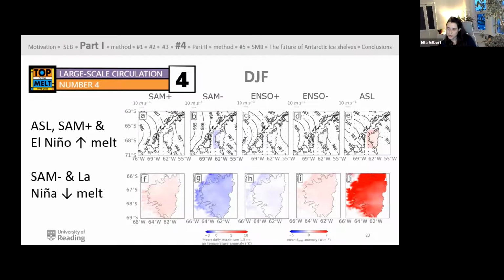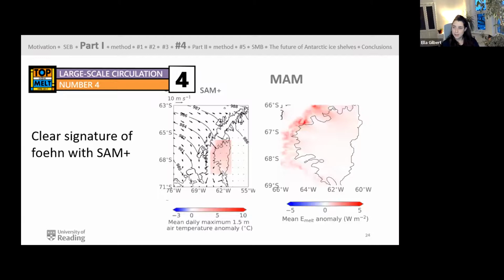So here again, we've got some more composites, and again, we're looking at the summertime this time. We've got positive SAM, so winds closer to the continent, negative SAM further away from the continent, La Nina and El Nino conditions, and then deep Amundsen Sea Low conditions. Overall, the deep Amundsen Sea Low, positive SAM and El Nino conditions increase melting, and negative SAM and La Nina decrease melting, relative to the climatology, that is.